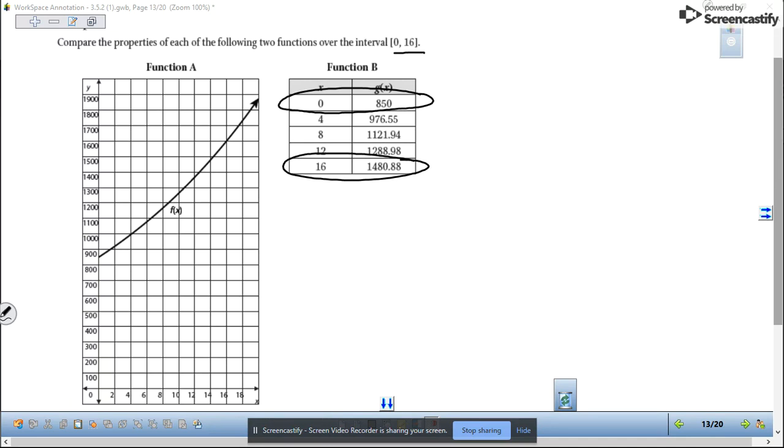Okay, so the first thing to point out for function b, so we'll call this g of x just for what we got here. So the y-intercept, also known as g of 0, is 850. In other words, it's (0, 850).